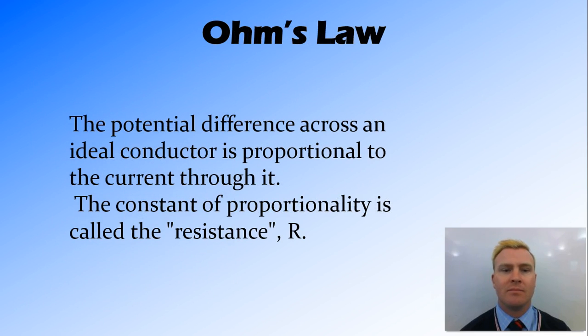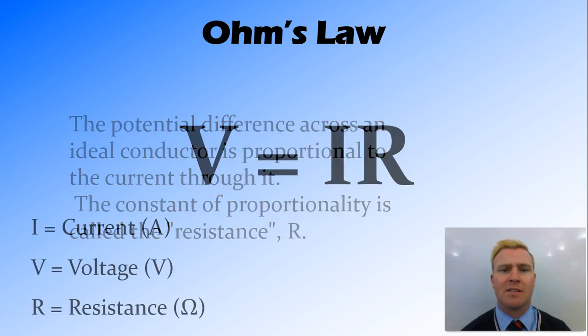So the law as he wrote it was the potential difference across an ideal conductor is proportional to the current through it, with the constant of proportionality being called the resistance, which is, it's words. Once we actually put it into numbers, it'll seem much easier than that. But basically all it's saying is that the voltage or potential difference and current are proportional to each other by a constant. We call this constant the resistance.